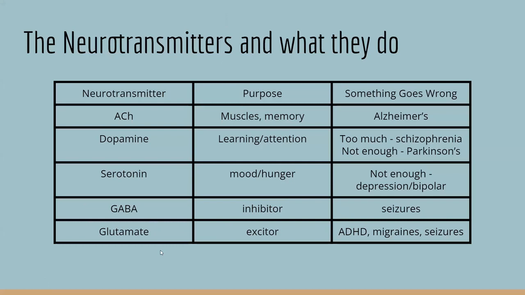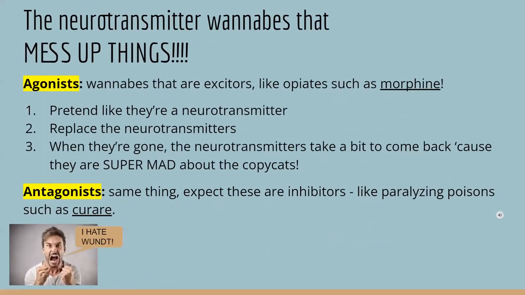Now, glutamate. This is an exciter. Imagine what could happen. You could have ADHD, hard to focus. You could have migraines or seizures. All right, let's talk about some neurotransmitter wannabes that mess things up. There's two kinds. There's agonists. These wannabes are exciters. So they make things go crazy, out of control.